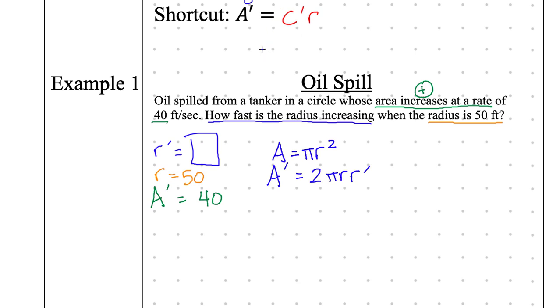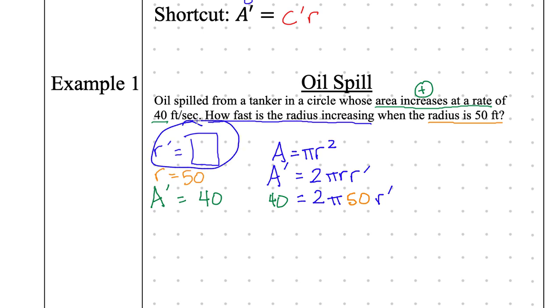All right, so let's fill in what we know. Do we know a prime? Yes. What is it? 40. All right. We know 2. We know pi. Do we know r? Yeah. What is r? 50. Do we know r prime? No. Okay, so we're just going to leave that as r prime. All right, and then solve for r prime.